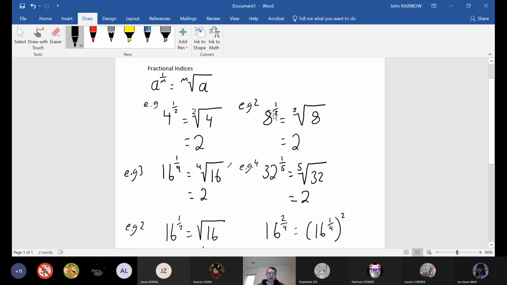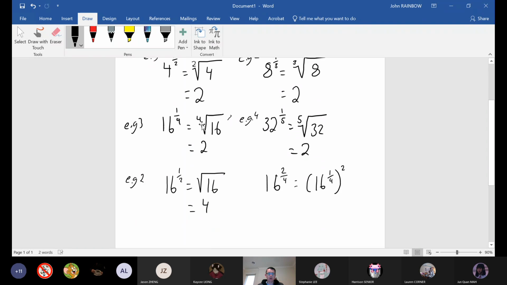If we've got 8 to the power of a third, it's the third root, the cube root of 8, which is going to be 2. So if we've got a quarter, we're looking for 4 numbers that multiply each other to give 16, which is going to be 2 by 2 by 2 by 2. One of those would be 2. Here, we're looking for 5 numbers that multiply by itself to give us 32. That would be 2 by 2 by 2 by 2 by 2. So just 1/5 of that would be 2.